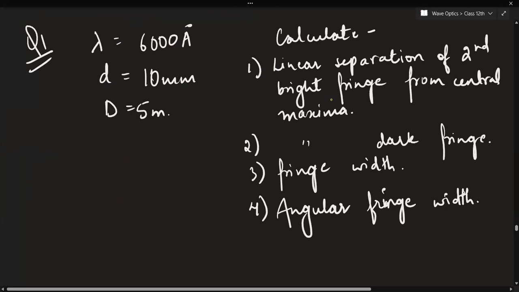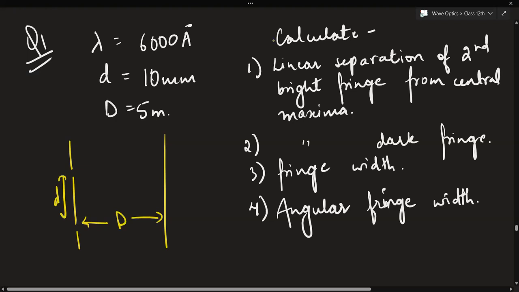See, wavelength is given to you as 6000 angstrom. Small d is given as 10 millimeters. Capital D is 5 meters. Capital D is the separation between the slits and the screen. And small d is the separation between both the slits, that is 10 millimeters. So now what do you have to do?